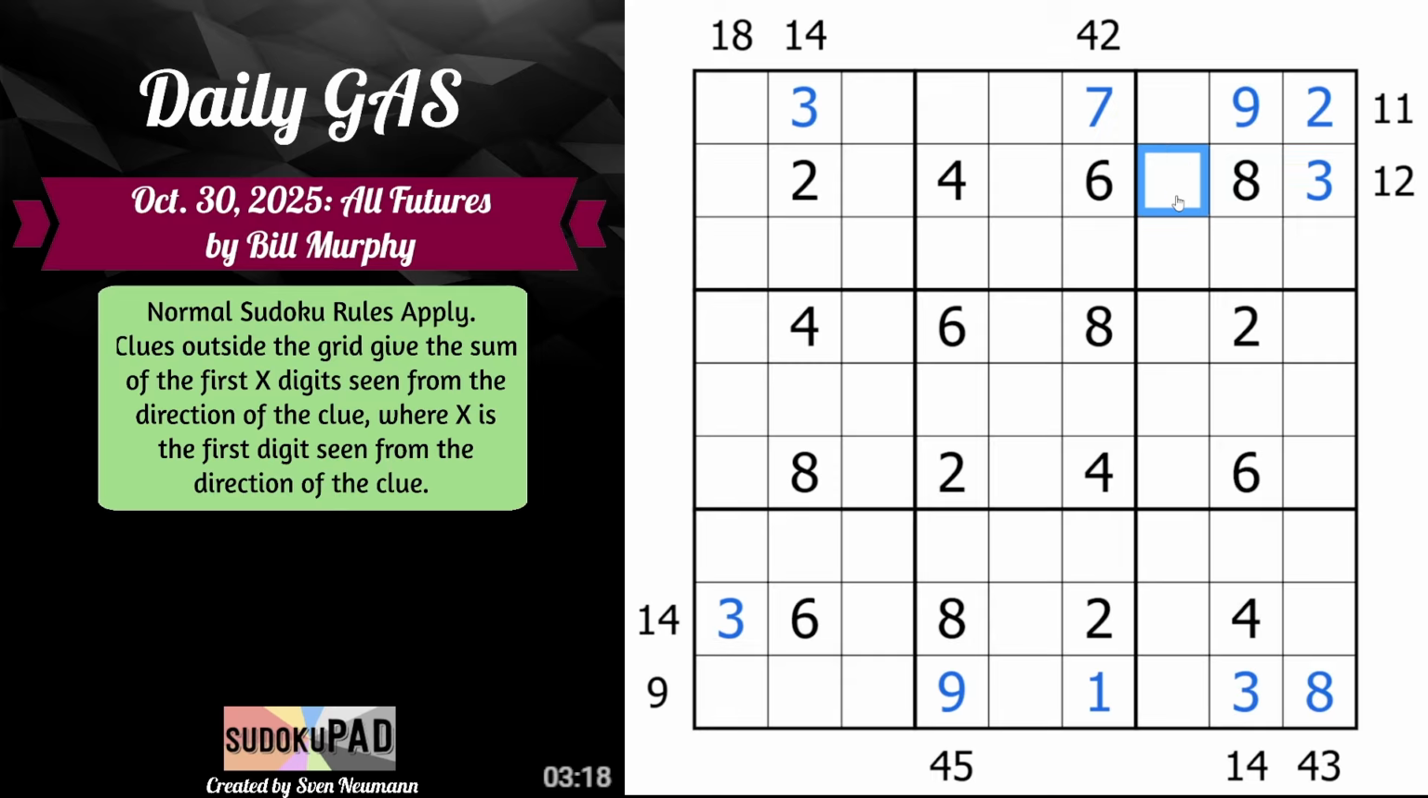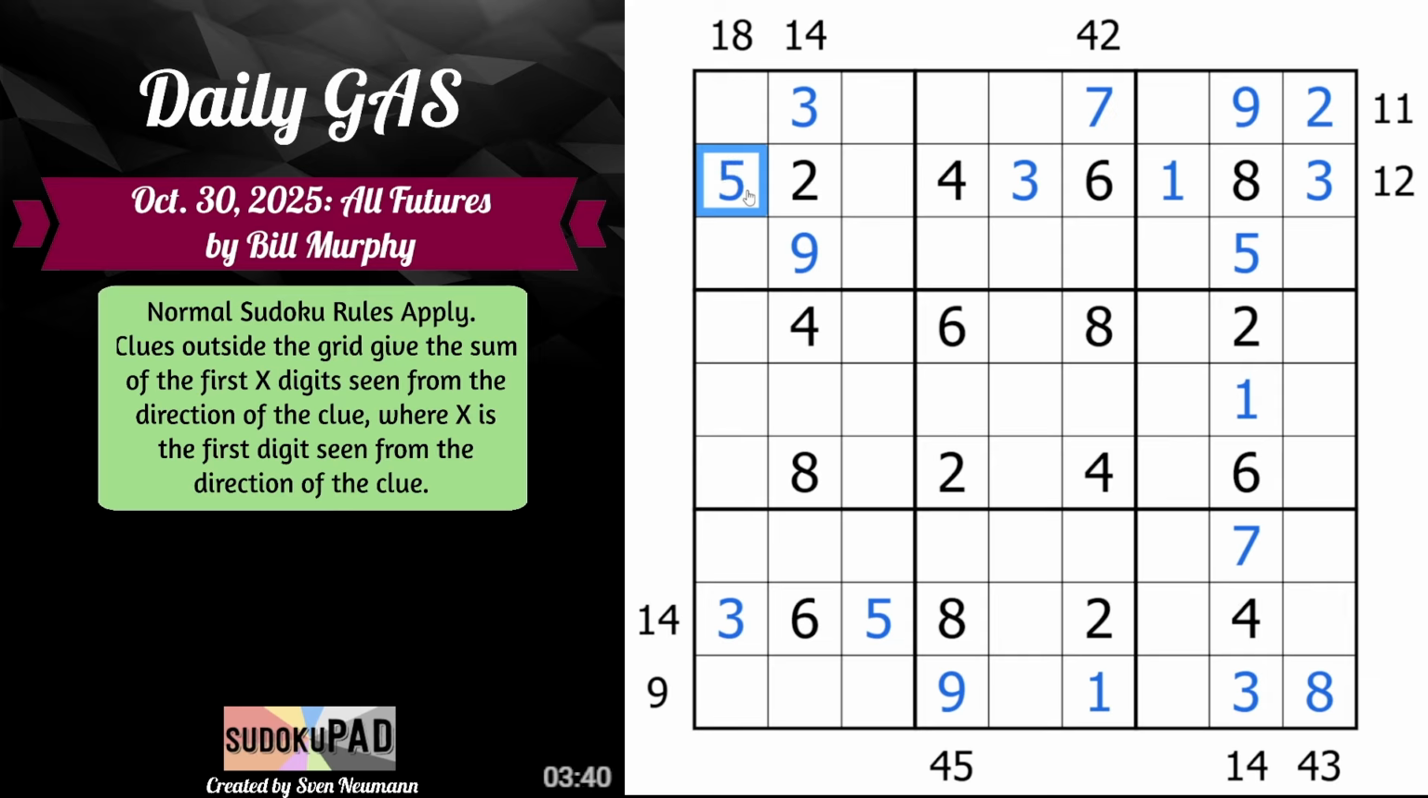3, 8 is 11, plus 1 to 12. 3, 5, or 3, 2 is 5. To get to 14, we need 9. 3, 6 is 9, so to get to 14 is 5. 3, 4 is 7, so we need 7. We can place 1, 5 here. 3 will go here. 5, 7.